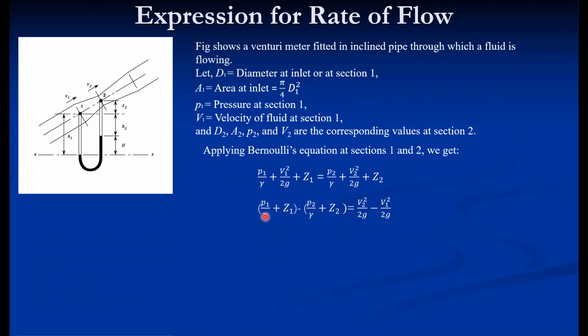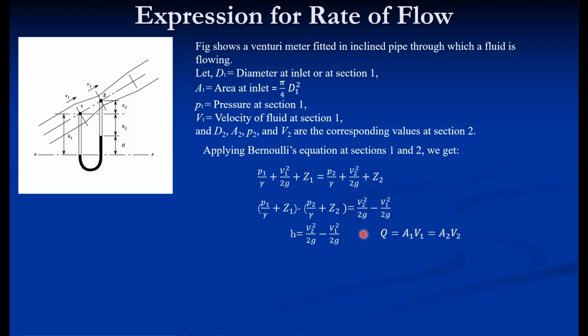this is the piezometric head at section 1, and this is the piezometric head at section 2. The piezometric head is nothing but static head plus potential head. That is equal to V2 square minus V1 square upon 2g. This is called the difference in piezometric head, which we can calculate with the help of the manometer. It gives a deflection, and using the relation we can calculate H. This term is measured in meters of flowing fluid, V2 square minus V1 square by 2g.